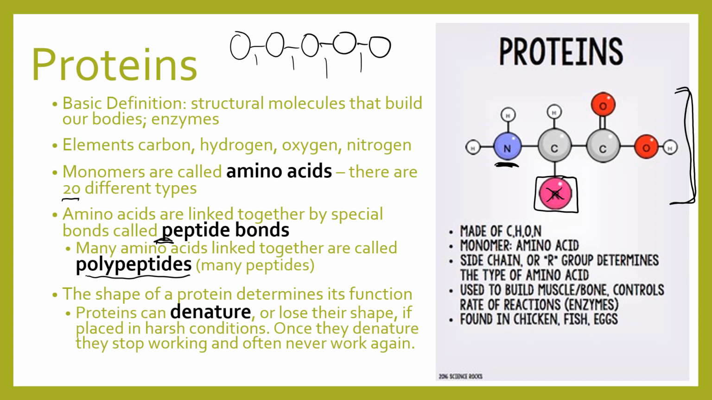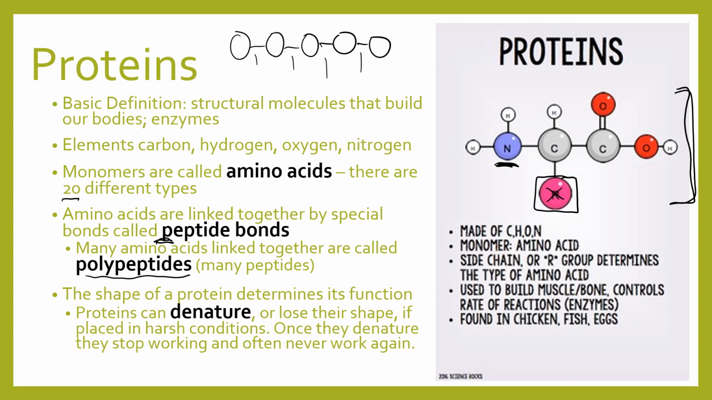There's something called denaturing. A protein can denature, and what this means is it will lose its shape if it's put in very harsh conditions. Proteins can only really work and stay the same shape at very specific pHs, at very specific temperatures. And if you make things too extreme, then they'll fall apart and lose their entire shape. So once a protein denatures, it completely stops working, and most of the time it will never work again. Most of the time this denaturing is permanent.